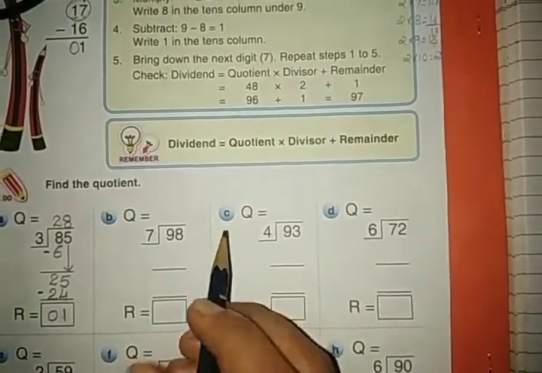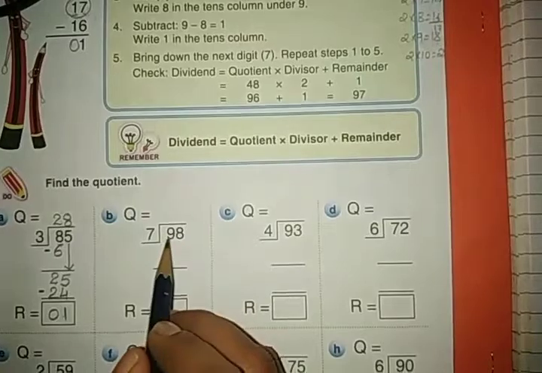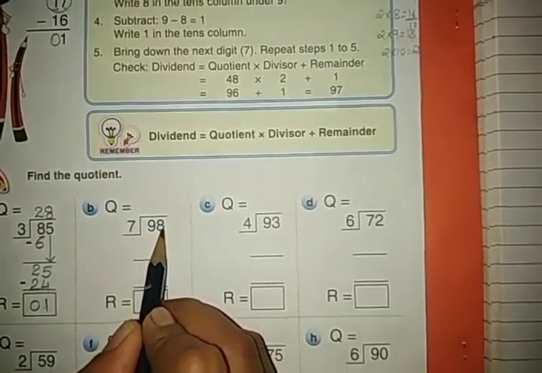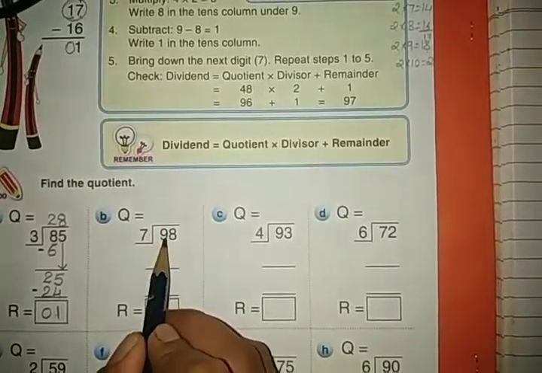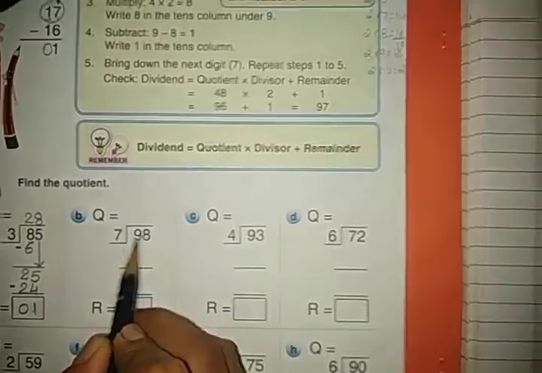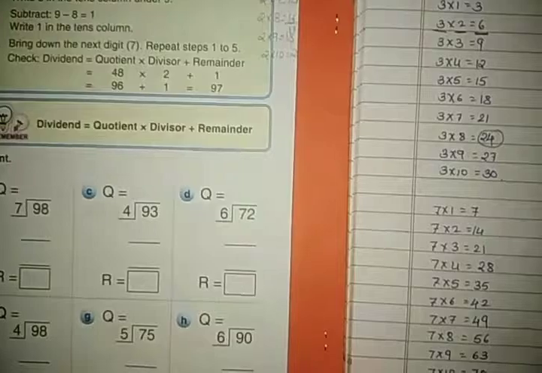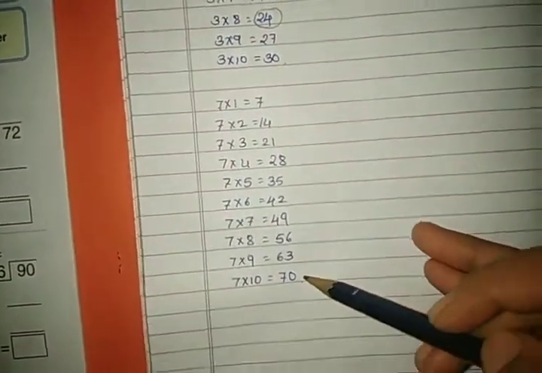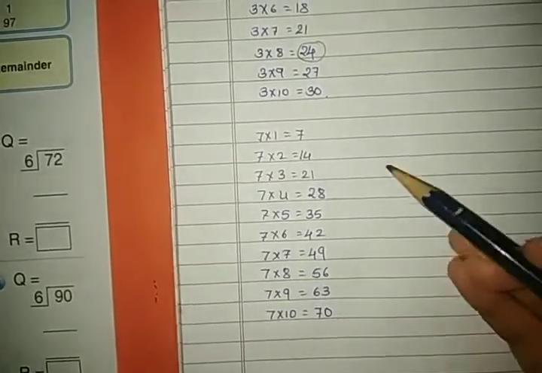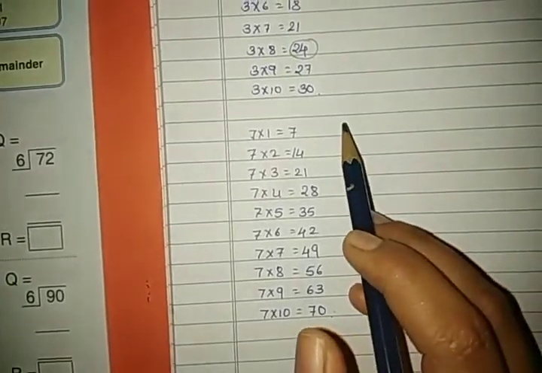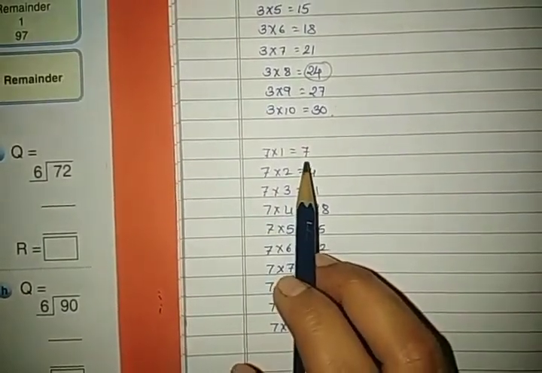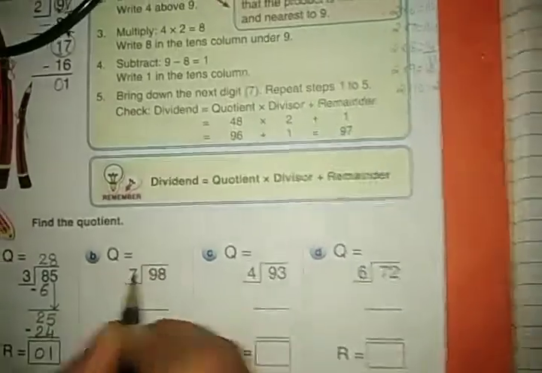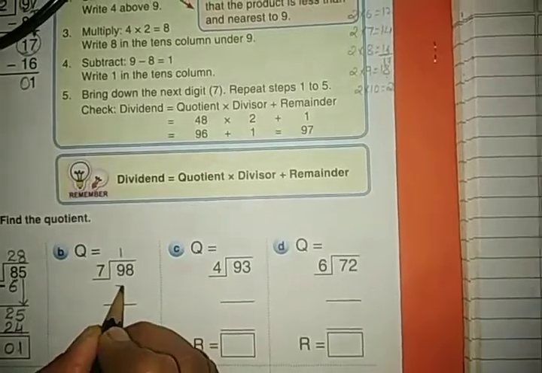So what we'll do, we'll divide this 9 first. Afterwards we'll divide this 8. See, is 9 in the 7 table or not? Check that. In the 7 table 9 is not there. The smaller and nearest number for 9 is 7. Yes, 7 ones are 7.